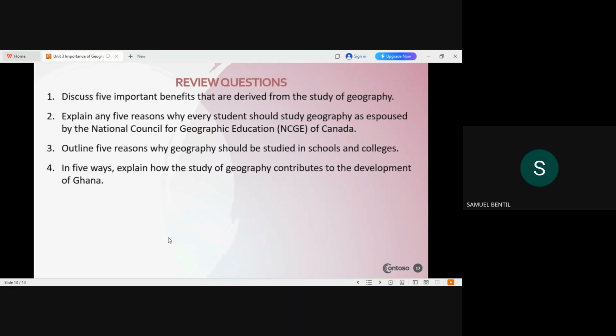So these are some of the reasons various scholars have shared so far as the importance of geography is concerned.